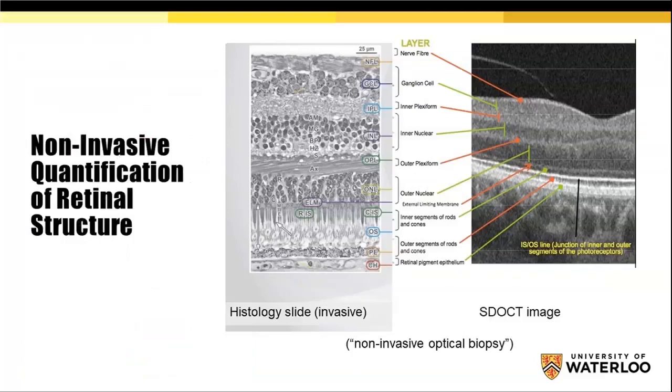The slide on your left is a histology slide, whereas the one on the right is an early SDOCT slide, and you can actually relate the two directly. So the slide on the right is non-invasive. Keep in mind that the retina is transparent, so we can see these layers by shining an appropriate light through the section of the retina and picking up the reflections at each depth. Next slide, please.